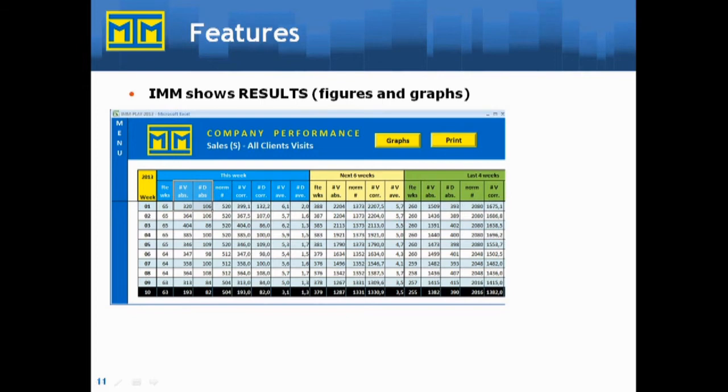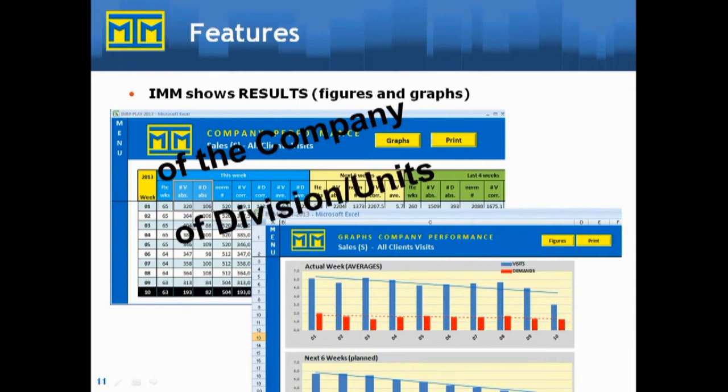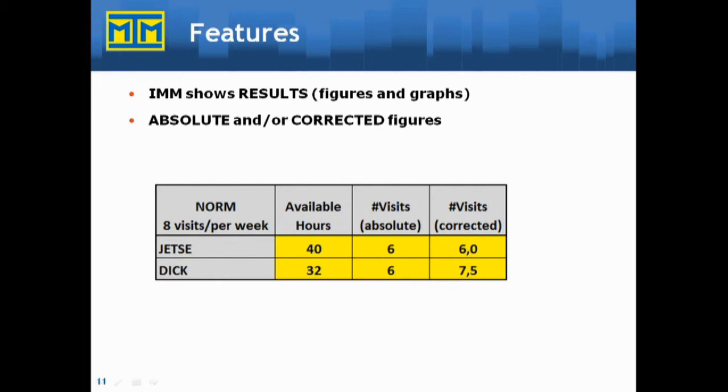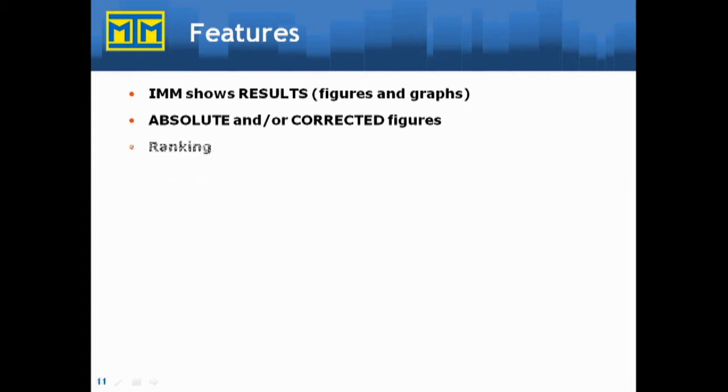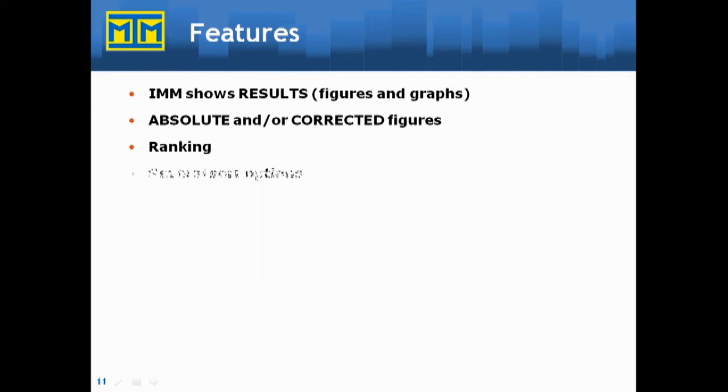Okay, let's mention some important features of IMM. IMM shows results, figures and graphs of the company and trends, of the divisions and or units, of the teams, and of the individual managers. IMM calculates with the absolute figures of visits and or demands, the real numbers, or corrected figures, taking in account the availability. IMM ranks, if you tick ranking on in the basic settings, based on assigned weight to visits and or demands. IMM sorts the information in the way you want, by name, by ranking, or any other sort option. IMM lets you choose your reports.